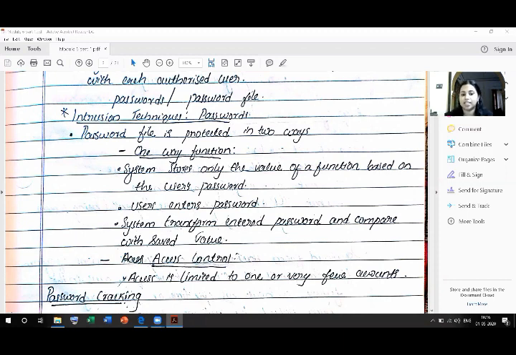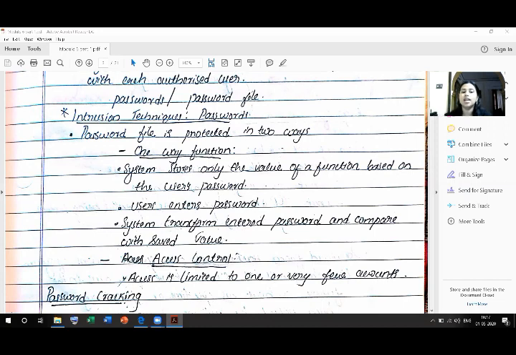Next one is the access control. Access control means access is limited to one or very few accounts. In case of a network or a system, we assign a certain number of users. We allocate a certain number of users to use or access the system. So the access is limited to one or very few accounts. Other than those users, a system without access control has the problem of unauthorized access.